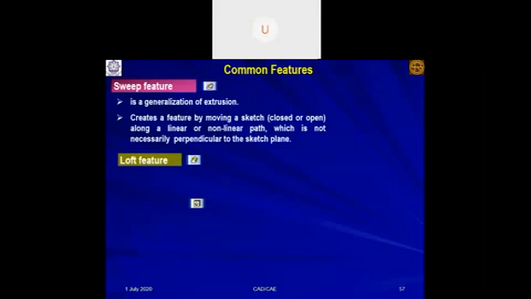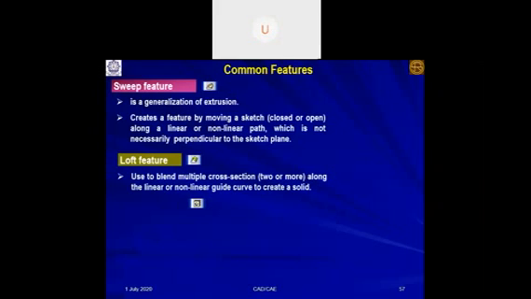In the same way, there is a sweep feature. It is a generalization of the extrusion. It creates the feature by moving the sketch, which may be closed or open, along a linear or non-linear path. That is called the guide curve, which is not necessarily perpendicular to the sketch plane. The lofted feature is also known as a multi-section solid. It uses a blend of two or more cross sections along either a linear or non-linear guide curve to create the solid object.